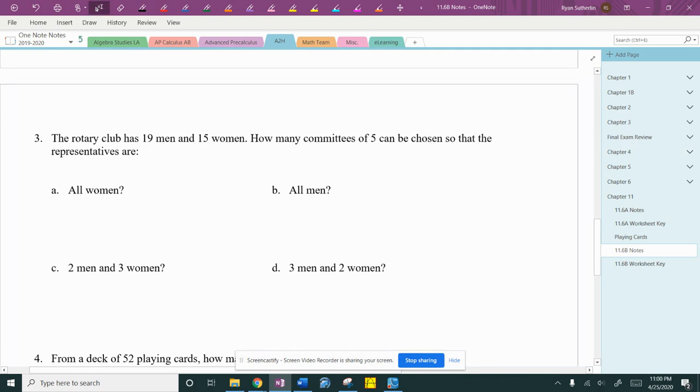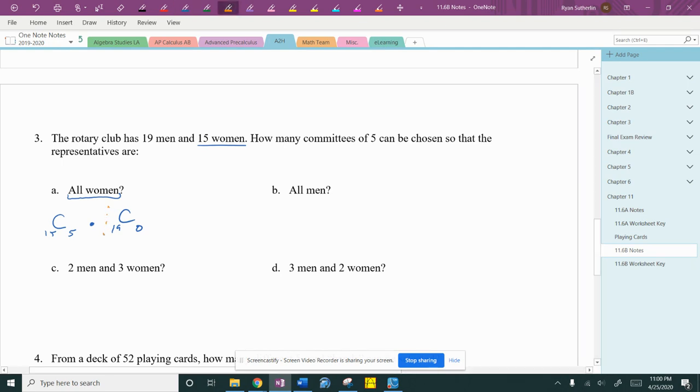All right, number 3 says the Rotary Club has 19 men and 15 women. How many committees of 5 can be chosen so that the representatives are either A, all women, B, all men, C, 2 men and 3 women, or D, 3 men and 2 women? So first of all, we want all the committee to be all women. So that means out of the 15 women, I want 5 of those. Then out of the 19 men, I don't want any.